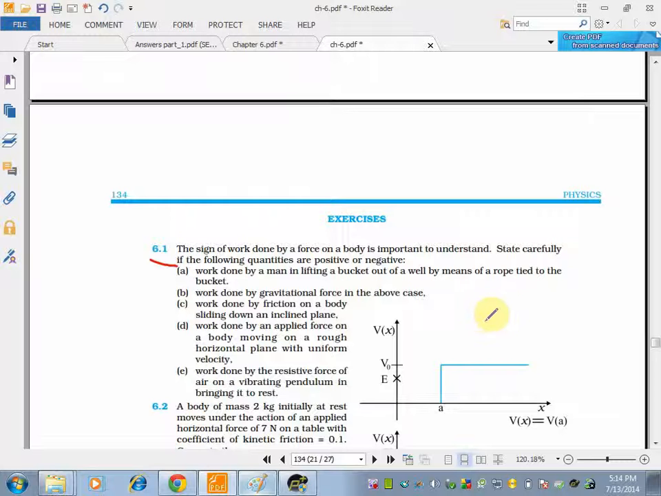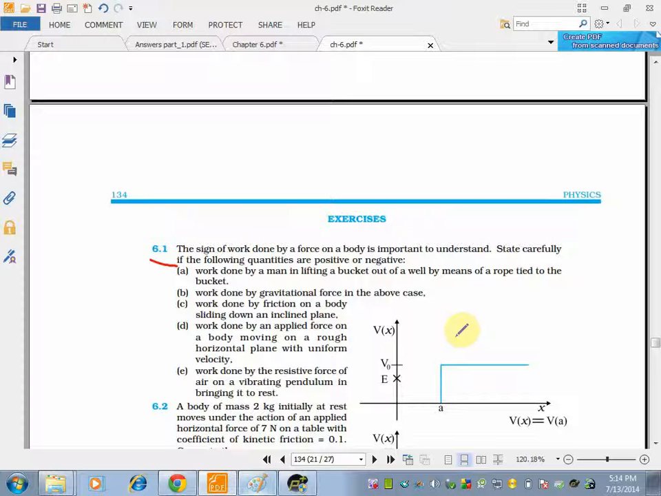Now for the D part, work done by an applied force on a body moving on a horizontal plane with uniform velocity. Again, the direction of force and the displacement are same, so work done will be positive.